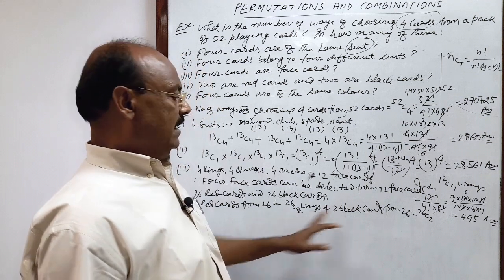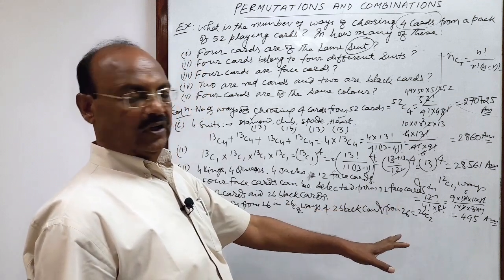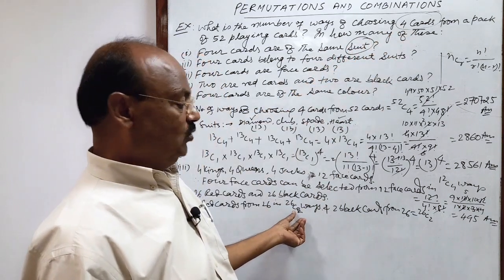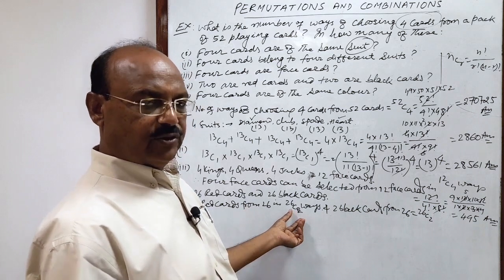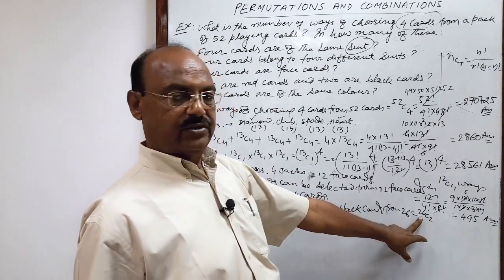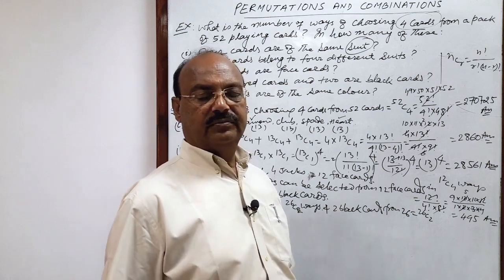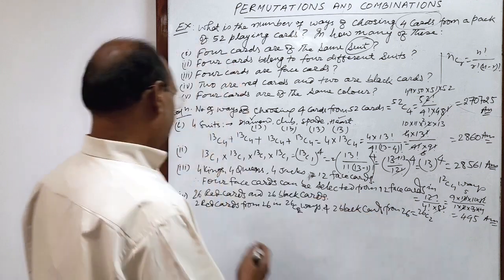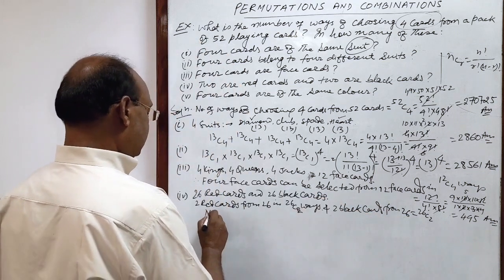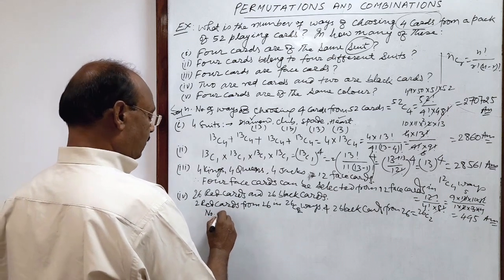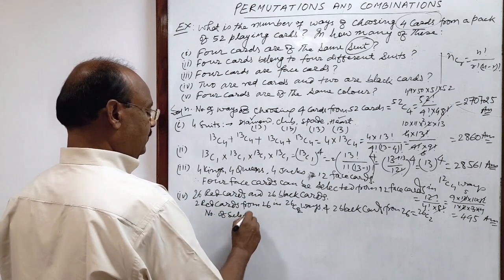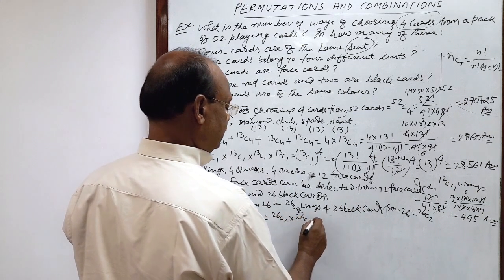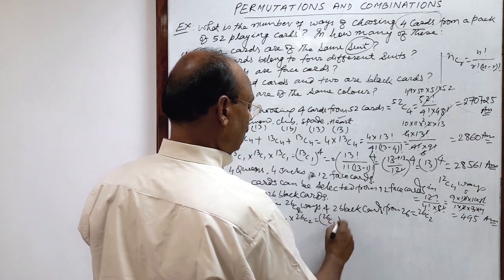So here the job has not been completed. Clear? We have to select in total 4 cards, but in this step we have selected 2 cards. Again we have to select 2 more cards still. So will there be addition or multiplication? Yes, multiplication, because the job is incomplete. Okay. So the total number of selections will be 26 C2 into 26 C2, which means 26 C2 whole square.